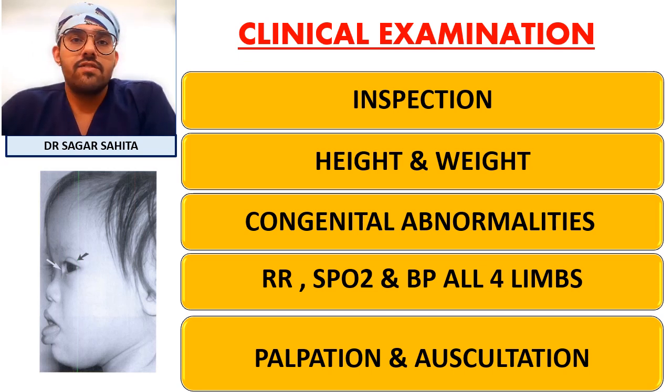Saturation and blood pressure should be measured in all four limbs in congenital heart disease patients, because patients with coarctation of aorta will have feeble pulses in the lower extremities. They will have less blood pressure in the lower extremities. Saturation may differ in all the extremities, something called differential cyanosis.